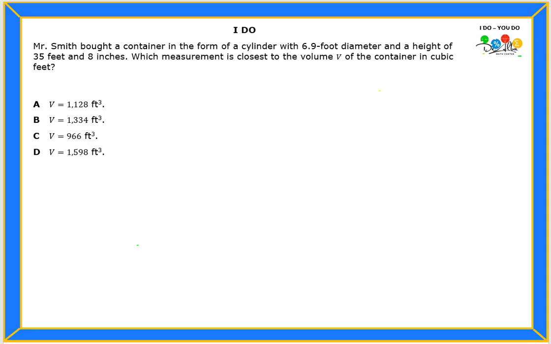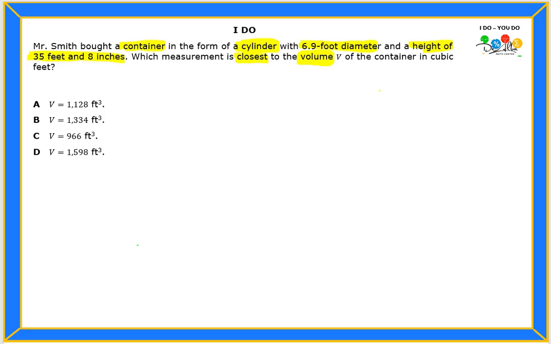So what we are going to be looking for is the volume. And what kind of shape are we talking about here? Well, it says that it's a container, but that container looks like a cylinder, right? Okay, and they're giving us some measurements. This is the diameter, 6.9 foot, and the height is also given to us as 35 feet, 8 inches. And we're looking for the closest for that.